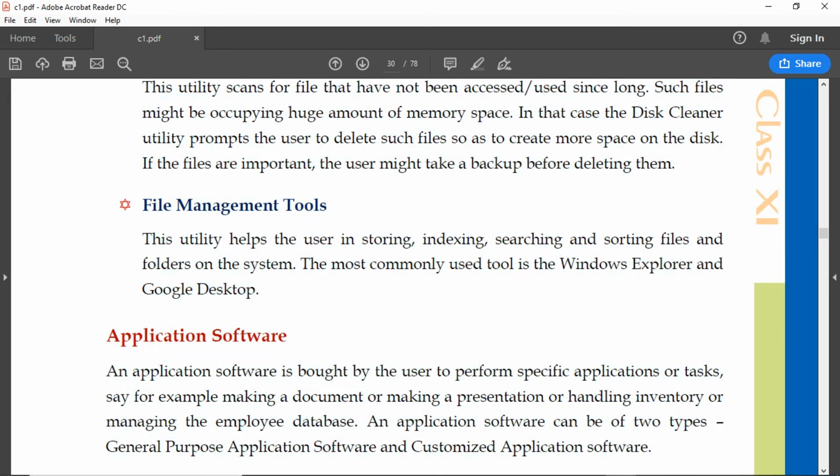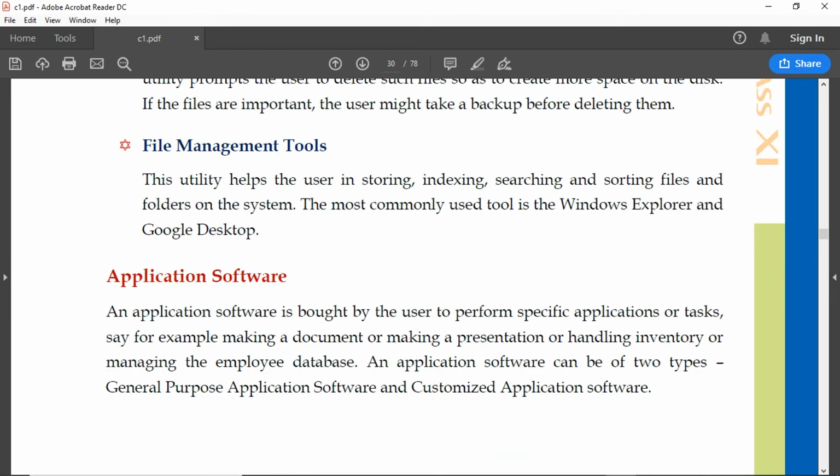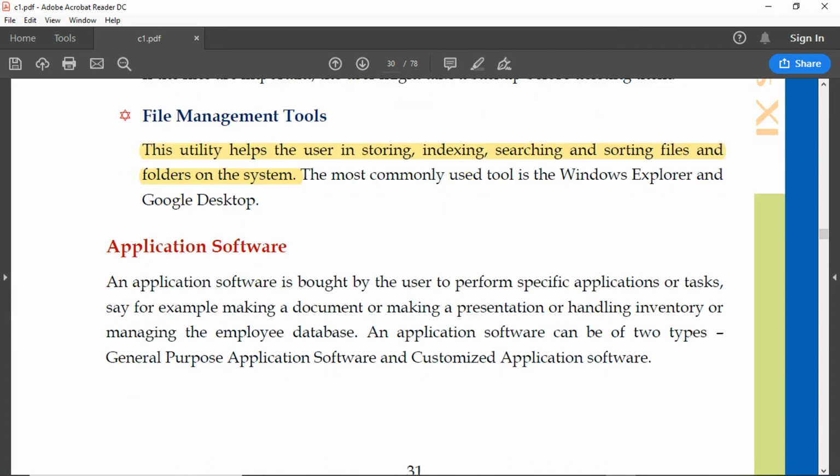File management tools. This utility helps the user in storing, indexing, searching, and sorting files and folders on the system. The most commonly used tool is the Windows Explorer and Google Desktop.